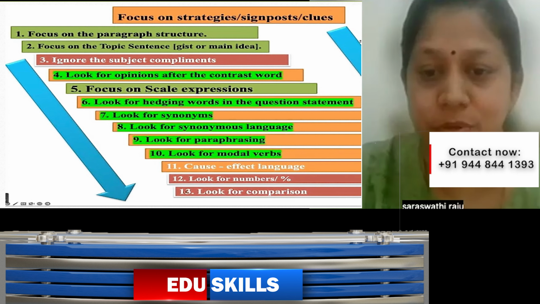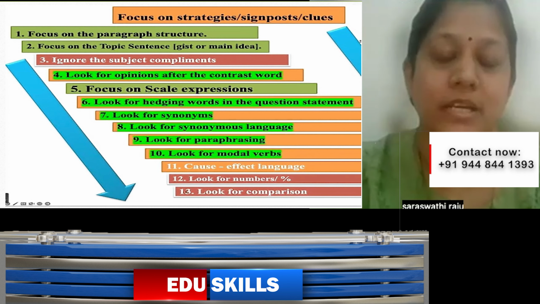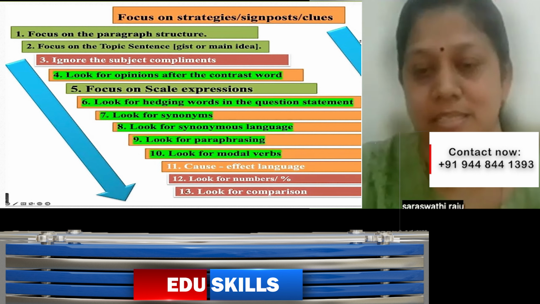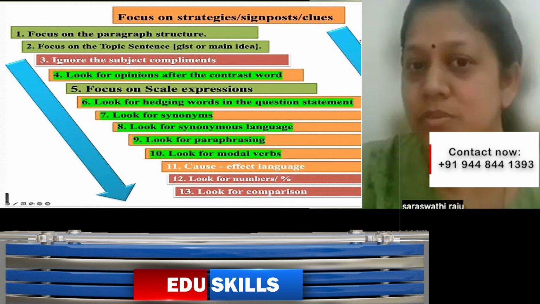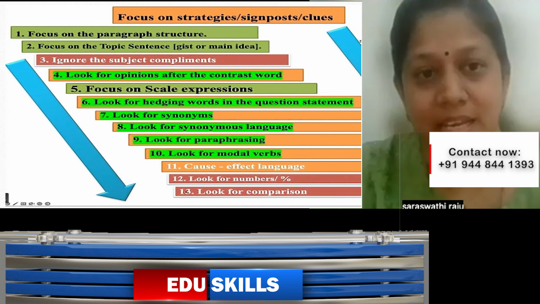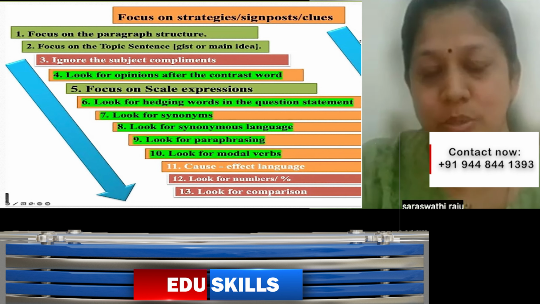First one is focus on the paragraph structure. The topic sentence we have to identify, and according to the topic sentence we go step by step in the text. So we have to watch Father's video and collect all the tips and strategies. The second one is the topic sentence, the gist or main idea.